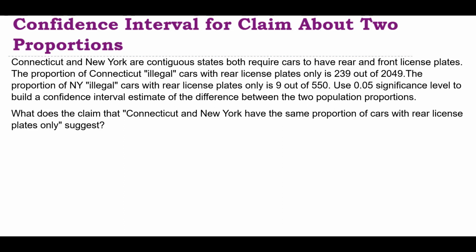The proportion of Connecticut illegal cars with rear license plates only is 239 out of 2049. The proportion of New York illegal cars with rear license plates only is 9 out of 550. Use a 0.05 significance level to build a confidence interval estimate of the difference between the two population proportions.